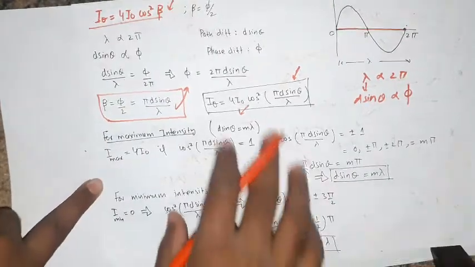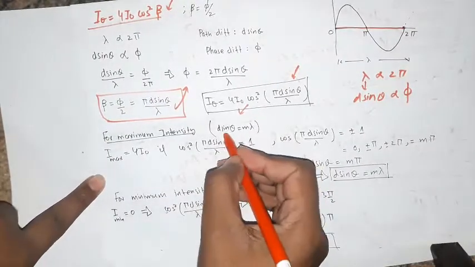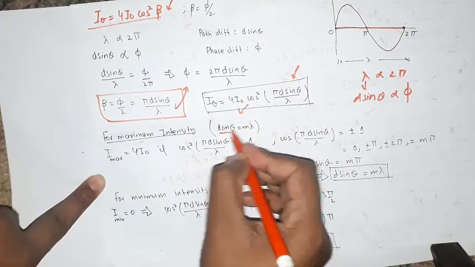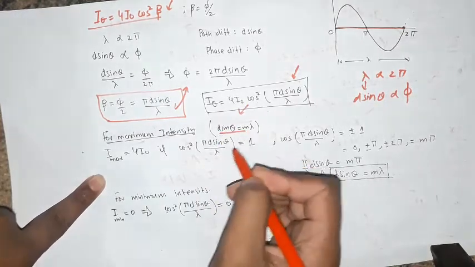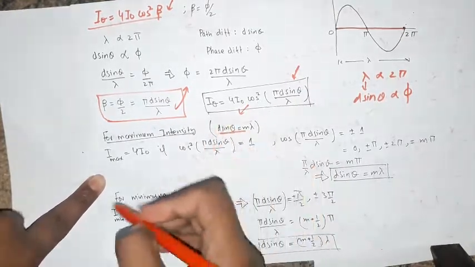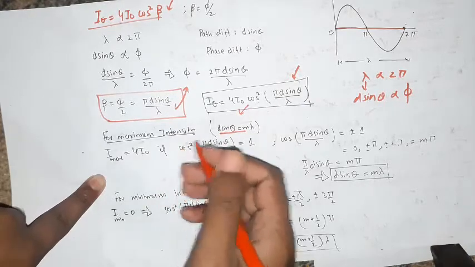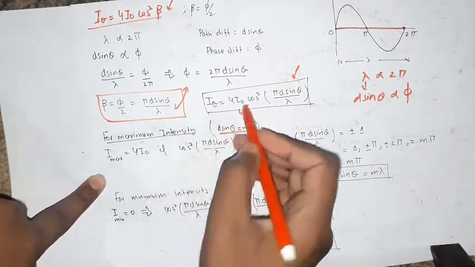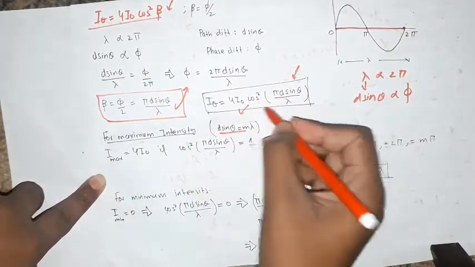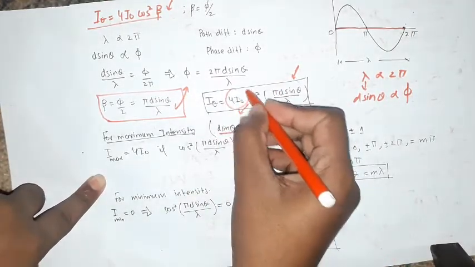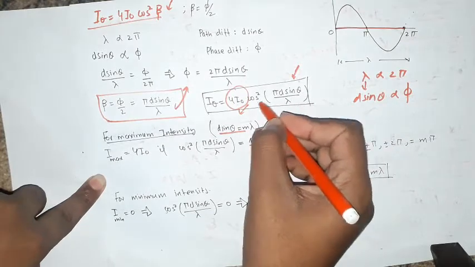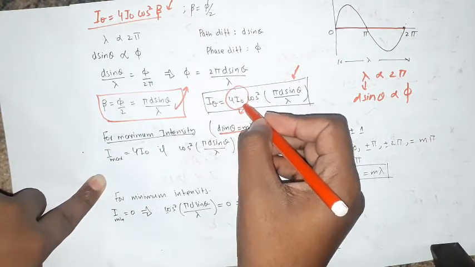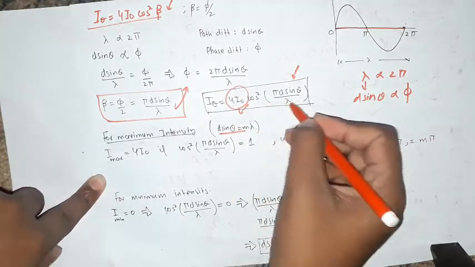So this is our expression. We want to check whether we can reach this definition, this equation. For maximum intensity, you know that maximum intensity corresponds to the bright fringe. So this is the maximum value. If I am going to get this 4 I naught, then this entire factor should be equal to 1.